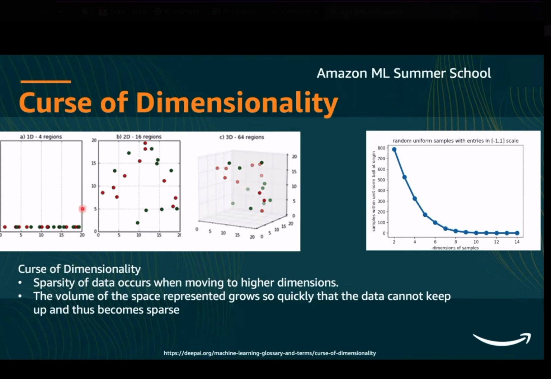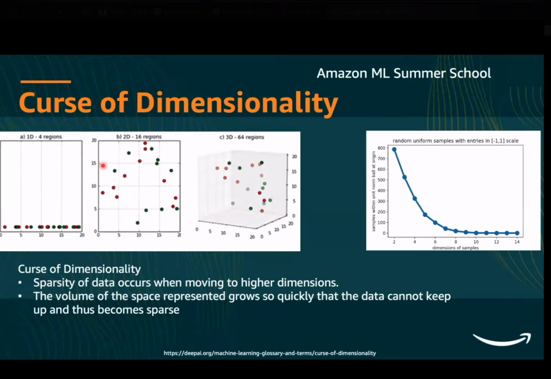So let's take this example, right? If you're able to see the screen properly, let's say you sample 10 to 15 points or 20 points uniformly in the range 0 to 20 in one dimension, right? And consider these 4 regions of length 5 each, right? So to have these 20 samples, you just need 4 regions. You have 4 regions, right?